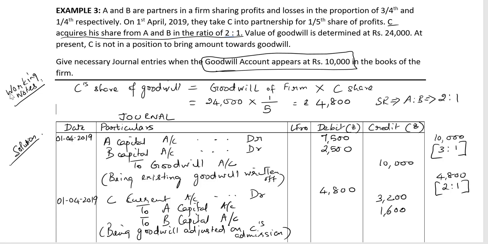So since goodwill already appears in the books as 10,000, we began by writing off the existing goodwill among the old partners in their old profit sharing ratio, which is 3:1. And since C did not bring in his share of goodwill of rupees 4,800, we adjusted it among the sacrificing partners in their sacrificing ratio, which is 2:1.